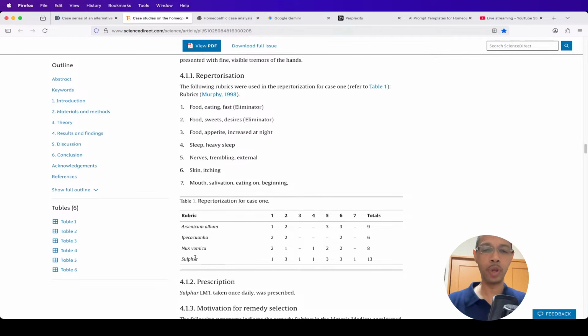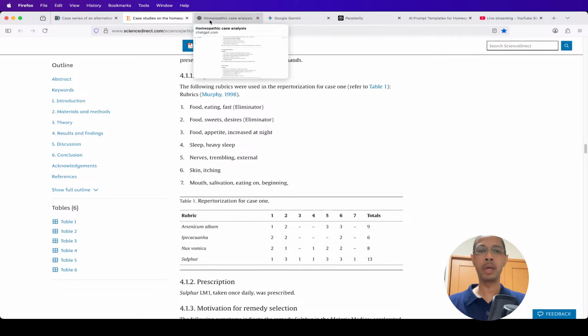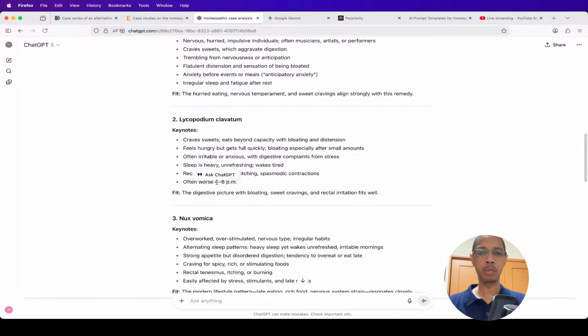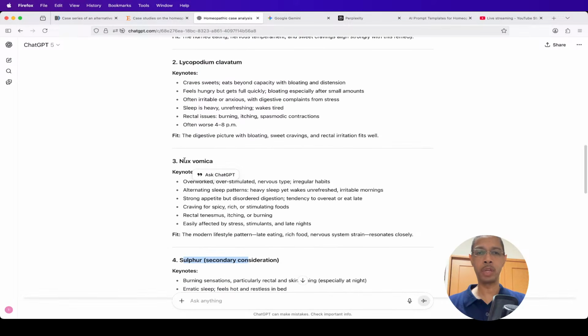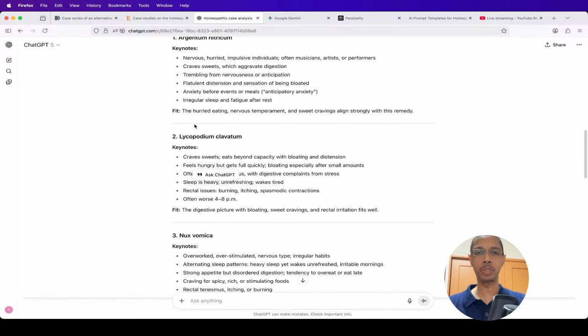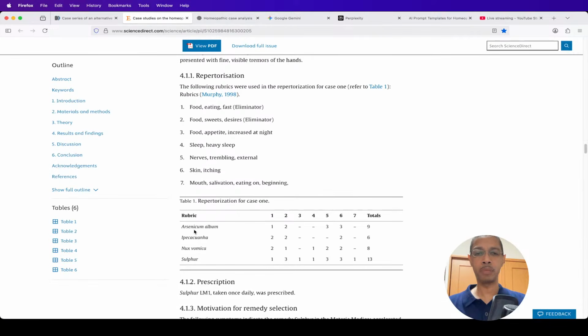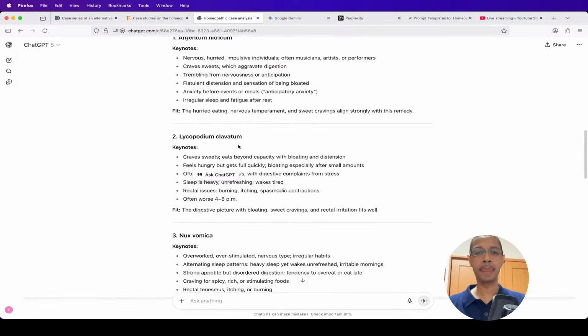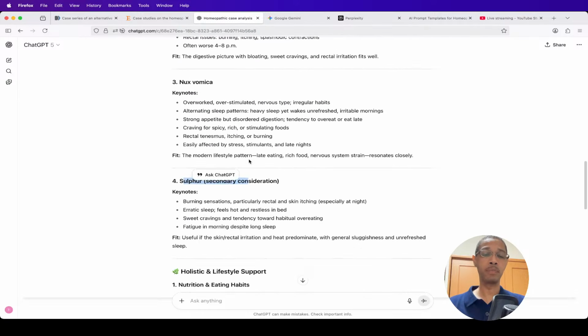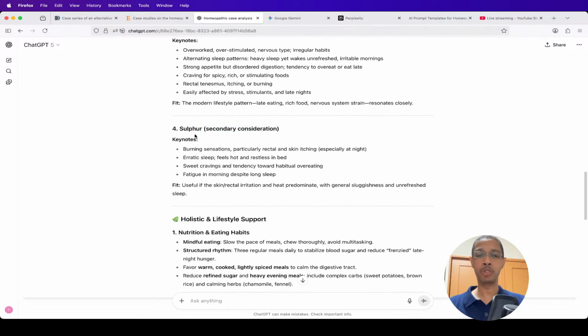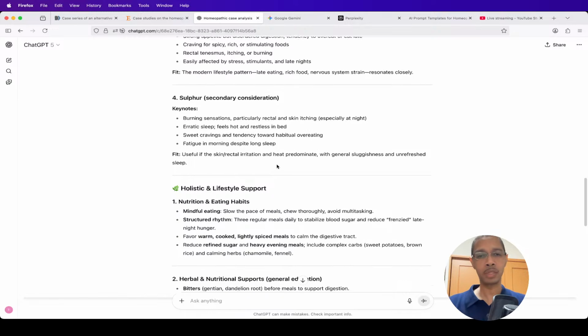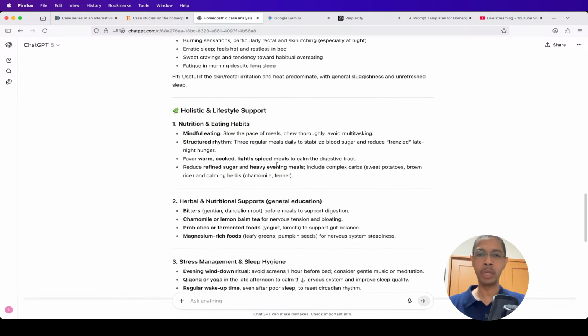So of the remedies that they came up with in the case study, ChatGPT came up with sulfur and nux vomica also. They did not pull up arsenicum or ipecac. But the remedy that they ultimately prescribed, it chose as a secondary consideration, but it put it in there. So you can see what kind of output you would get with this.